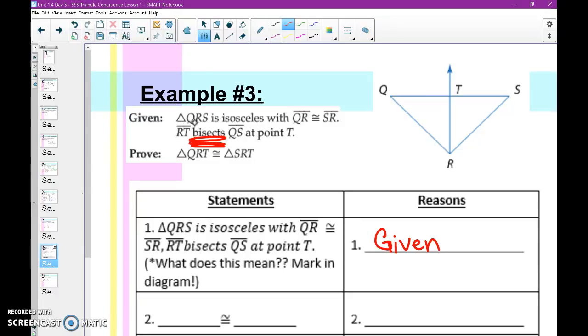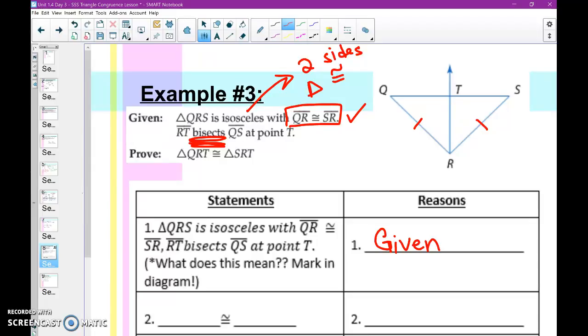So first of all, it tells us triangle QRS is isosceles, which means 2 sides of the triangle are congruent. And it actually tells us the 2 sides. That was super nice of them to do. It tells us that QR, so right here, is congruent to SR. How do we mark that sides are congruent? Tick mark. Boom. Now it's done. It wasn't done for me, so I had to do it. That one is part of the given because it's literally written out as QR is congruent to SR.